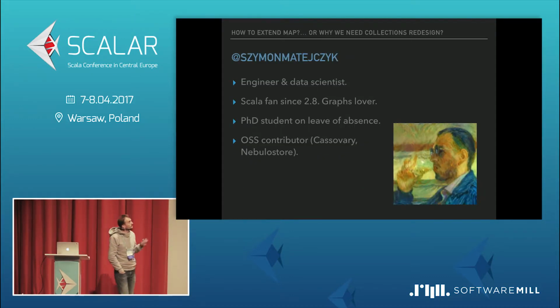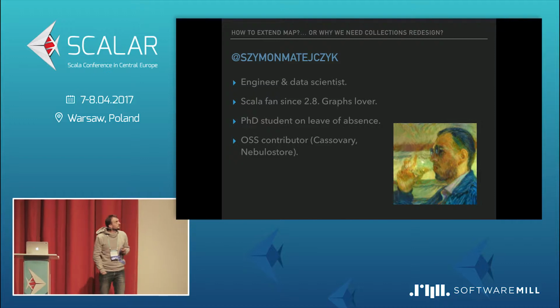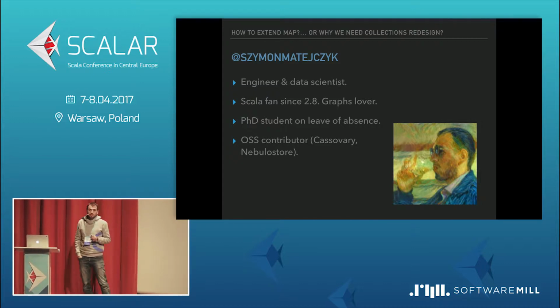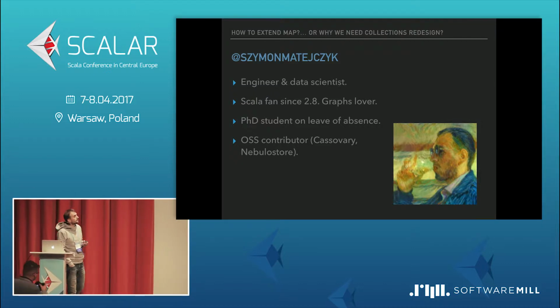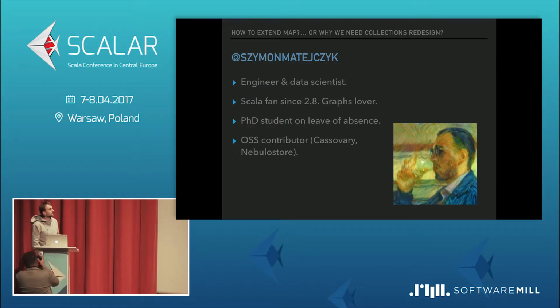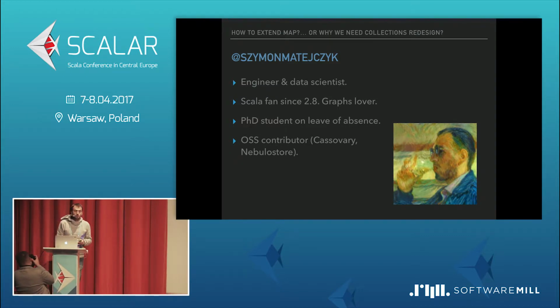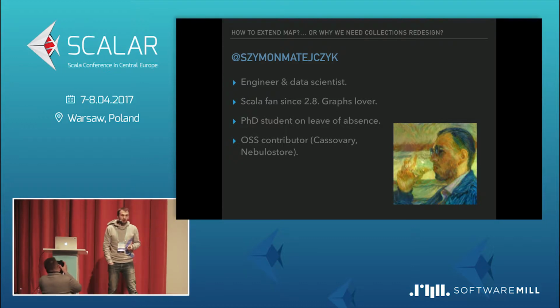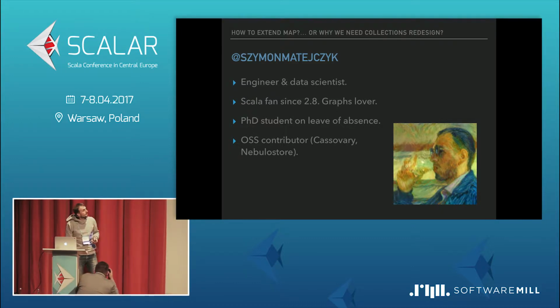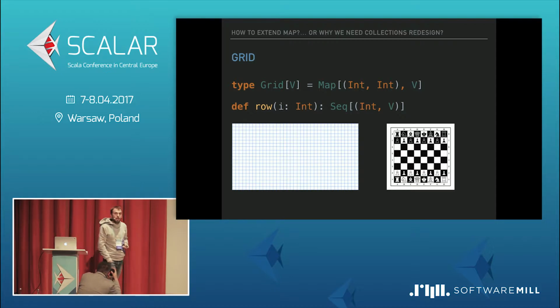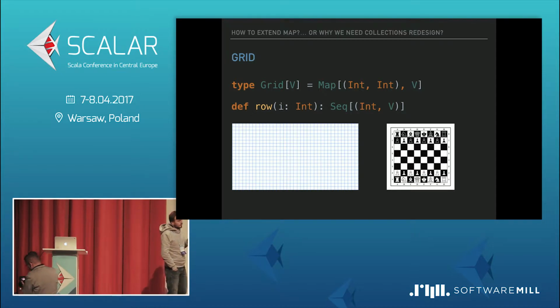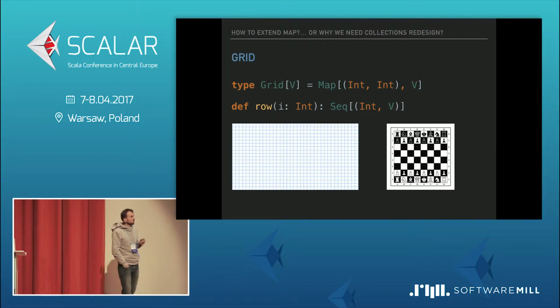My name is Szymon Matejczyk. I'm an engineer and data scientist. I'm a Scala fan since Scala 2.8, and I also like graph processing. I used to be a PhD student, and I'm also an open source contributor and an enthusiast, and I've got a portrait done by Van Gogh. It's himself.